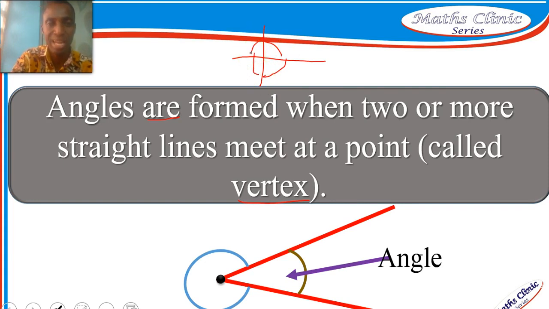And so it's better we say angles are formed when two or more straight lines meet. And I'm talking about straight lines, which simply means they must be straight. If I have a curve and a straight line, we don't have an angle. Whatever space is there will not be an angle. Probably it might be a sector or something. But angles are formed when two or more straight lines meet.